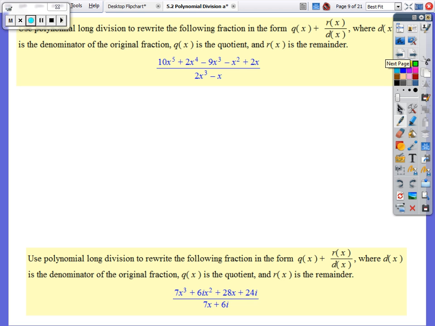Now, the directions, if you notice up here, it says use polynomial long division to rewrite the following fraction in the form q sub x plus r sub x over d. In other words, they want you to use long division, and if there is a remainder, they want you to put the remainder over the divisor. So don't read any more into it. Let's take a look at it, and again, we'll go fairly quickly.